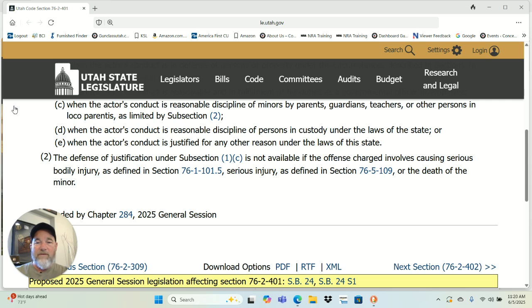Lastly, paragraph 2, the defense of justification under 1C is not available if the offense charged involves causing serious bodily injury. We're going to talk about serious bodily injury definitions a little bit later. But basically, if you cause serious bodily injury, and this applies to parents disciplining their child, that would be seen as not acceptable because it's a serious injury, and the state does not allow you to do that with your children under reasonable discipline and management of a child.